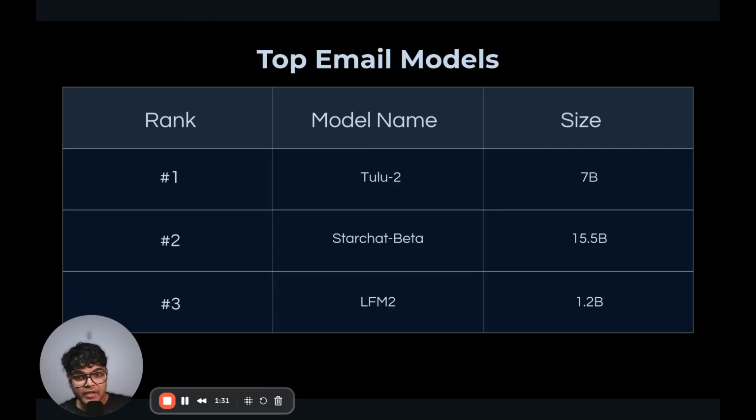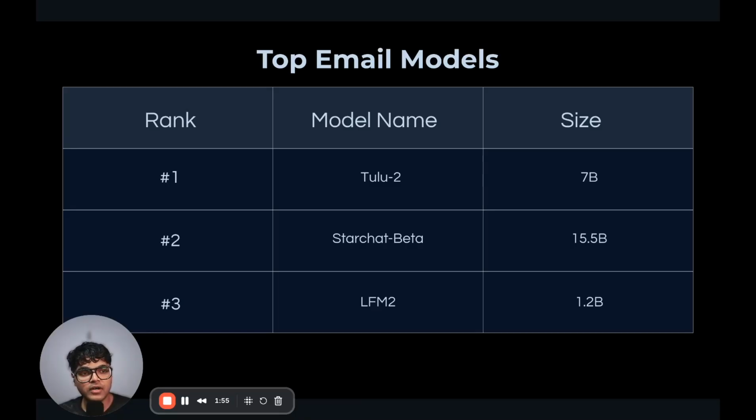So at first rank, we have Tulu2. It is a 7 billion parameter model. At second rank, we have StarChat-Beta. It is a 15.5 billion parameter model. At third rank, we have LFM2. It is a 1.2 billion parameter model. Now, the main question comes: when to use each and every model? What is the difference between Tulu2 and StarChat-Beta and LFM2? That is the main question, right?